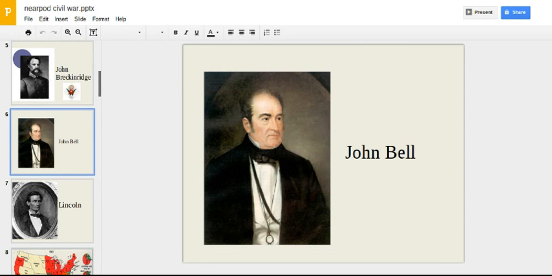John Bell is a guy who represents a new, very short-lived political party called the Constitutional Union Party, in which all that they wanted was to keep the Union together. This party represents the border states, as we're going to come to see them called, the states that are both ideologically and geographically in the middle of the United States. Sometimes they support slavery, but they don't support secession. John Bell represents that. And of course, Lincoln.